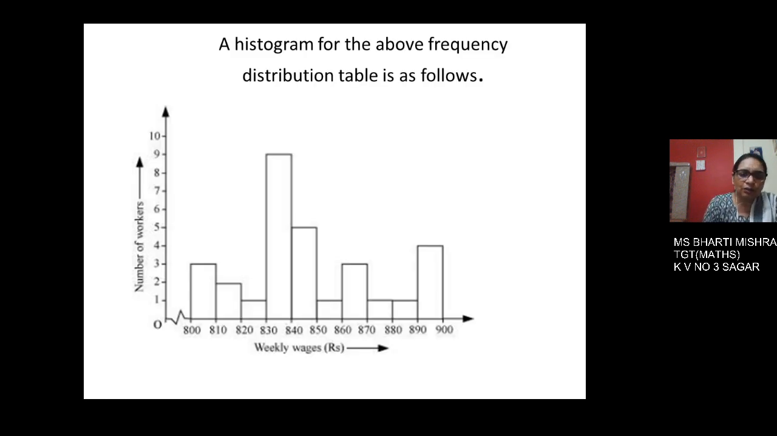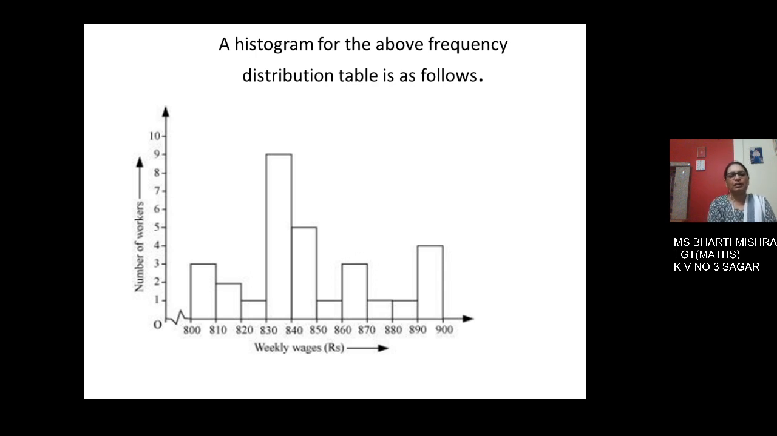Now look here, the very important thing I want to make clear is that on the horizontal line we have the wages. Wages from 800 till 900 are given with class intervals of 10: 800, 810, 820, 830, 840 and so on till 900. So between 0 and 800 there is a difference of 800, and the rest of the difference is 10. So we will use the concept of a broken line here.